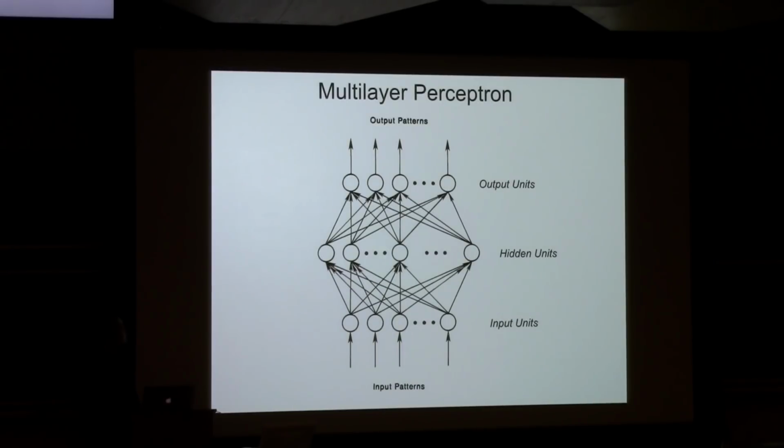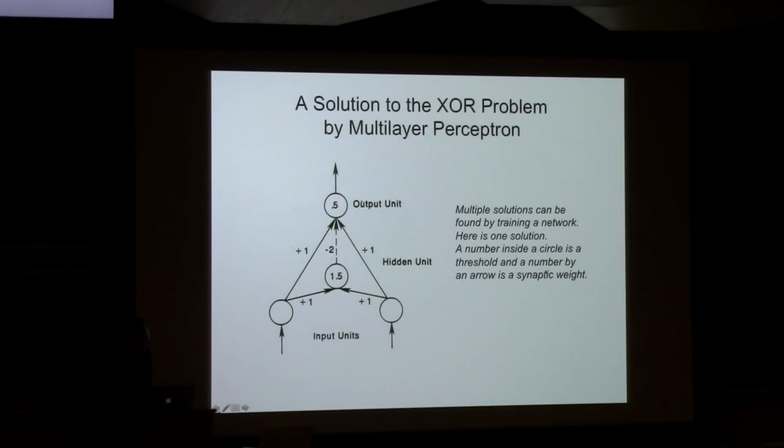So there's another movement called the multi-layer perceptron. All you need to do is add more units. If you have an input going directly to the output, you add more neurons in the middle, another layer, and then you can solve the problem very easily. This is one solution: you add just one hidden unit. You have input, output, and this one hidden unit in the middle, that's all you need.